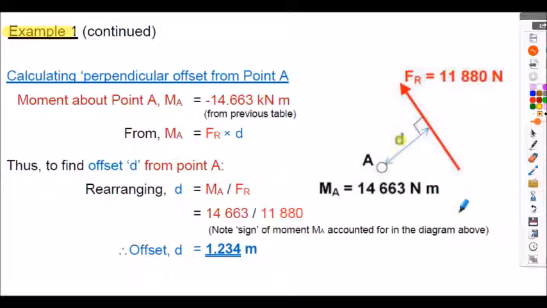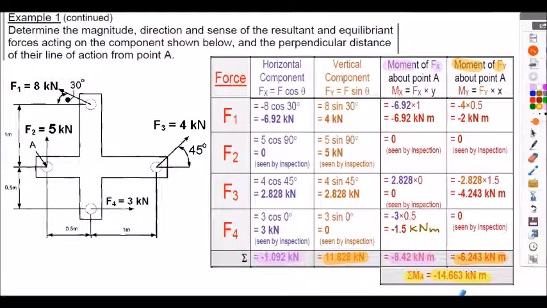This technique is used within industry to help simplify resolution of forces and analysis of structures. So we're going to calculate the perpendicular offset from point A. This is the process involved. We know from the previous table that the moment about point A was negative 14.663 kilonewton meters. Here's the moment we calculated in our table.